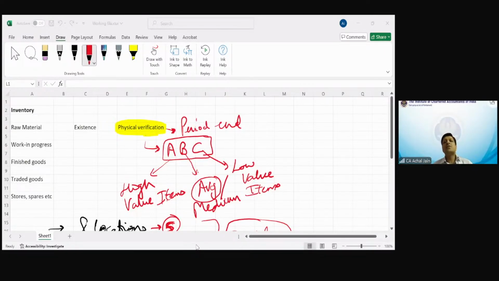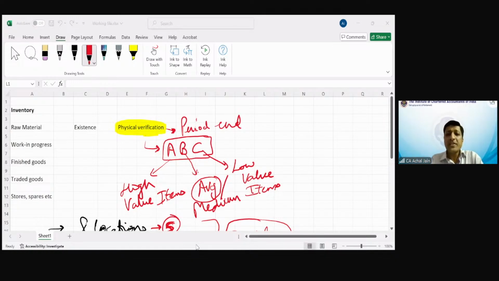So even if you select a sample, let's suppose for any type of testing, forget about inventory physical. Let's suppose you want to check any sample, say for verification of invoices, say for receipt testing, say for tracing the amounts to the books of accounts, tracing the amounts to the bank statements. In all of those cases, what will you do?